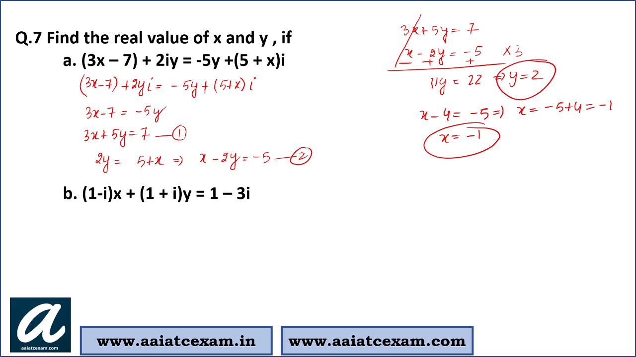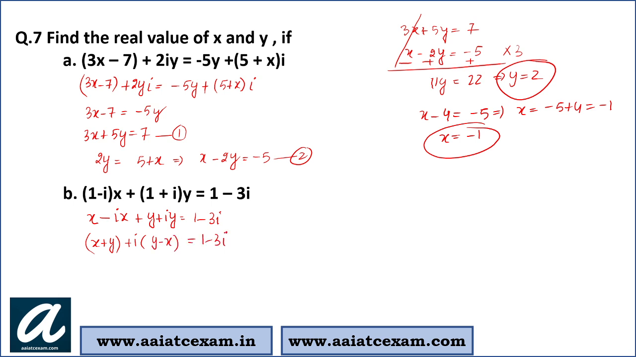Just solve the second question, students. Before solving it, do not compare until or unless it is converted. You have to convert this in standard form first of all. So you will write x minus iota x plus y plus iota y. This will be equal to 1 minus 3 iota. Now write x plus y and then take iota common. You will get y minus x equal to 1 minus 3 iota.